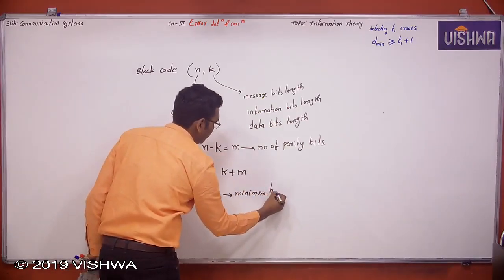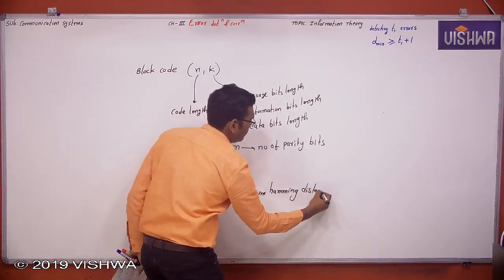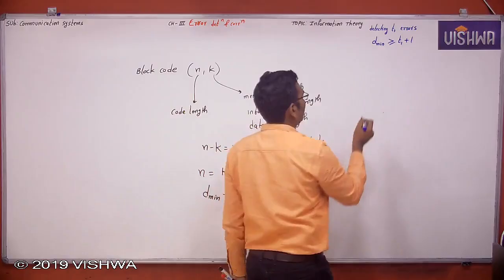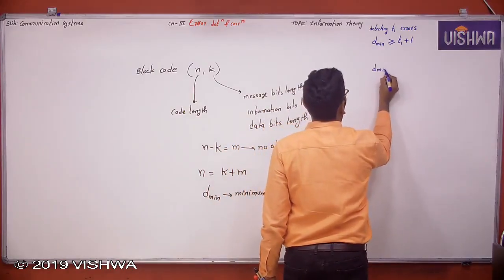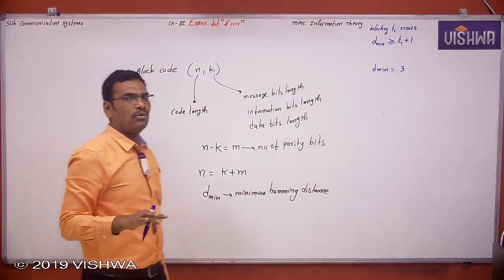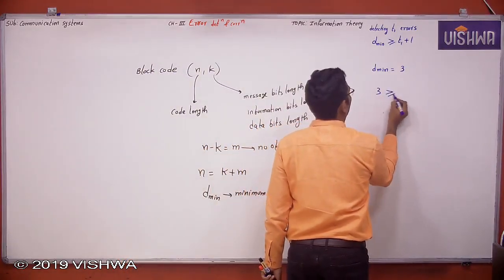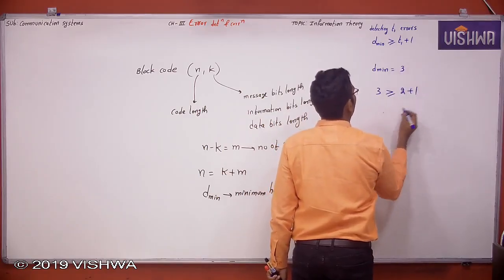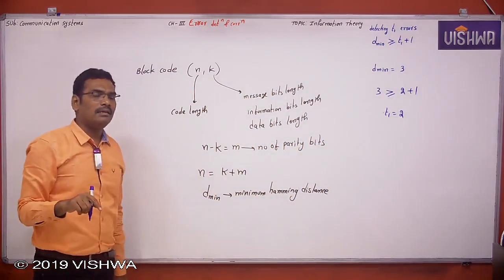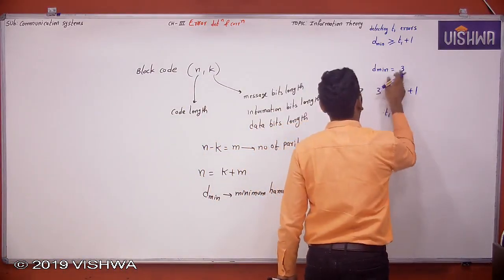Okay, how to find that we will see. Minimum Hamming distance, this is d minimum. So if the minimum Hamming distance is 3, then 2 errors are detected. Now see here, this is 3, which is greater than or equal to 2 plus 1. So t1 is equal to 2. If minimum Hamming distance is 3, 2 errors are detected. Okay, so for detecting 2 errors, the minimum Hamming distance is 3.